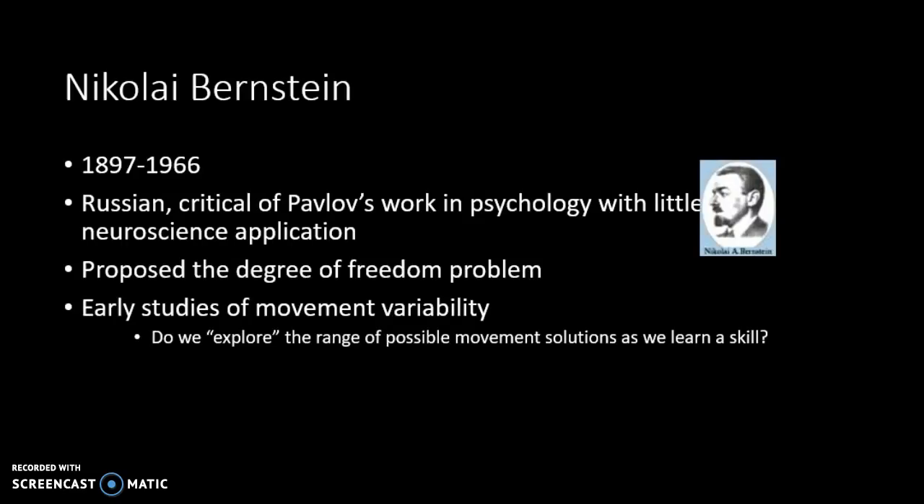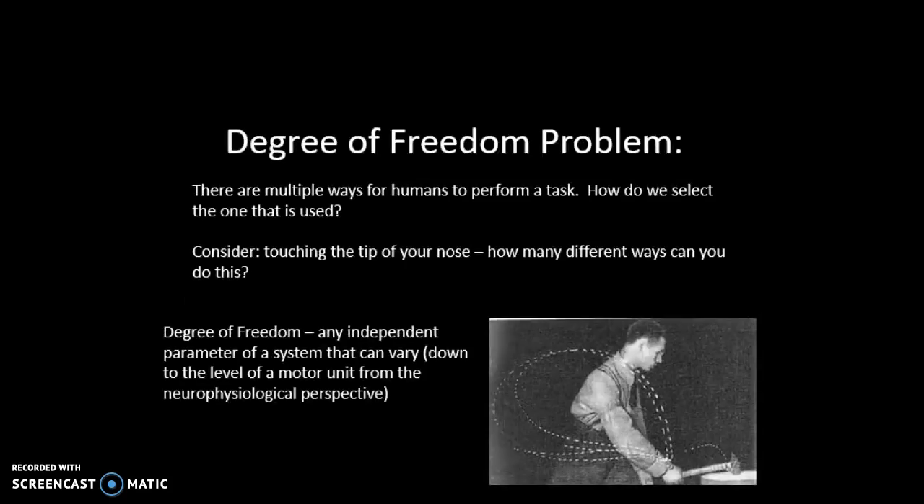But how do we determine how we're going to move, or how we're going to catch something, or how we're going to feed ourselves, bring our finger to our nose like we did on day one of class? We talked about Nikolai Bernstein the very first day of class. So he proposed a degree of freedom problem. He was trying to figure out, do we explore the range of possible movement solutions as we learn a skill? Because there are several different ways in which we can perform a task, but is it the most efficient?